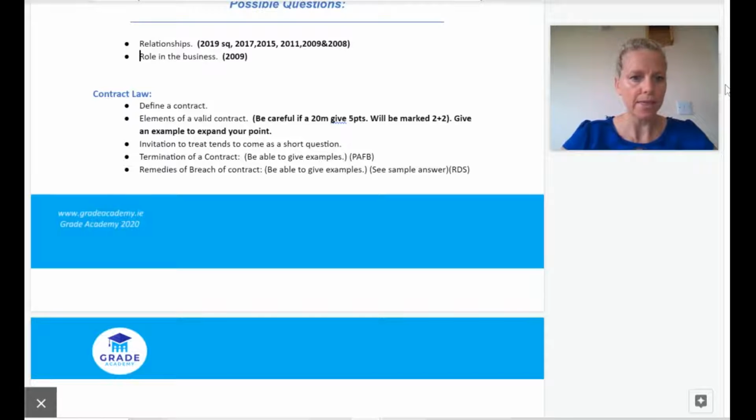All right. Next one then we have here is termination of a contract. Make sure you can give examples. Examples help you expand your point, and you may also be asked to illustrate that. So what I have given here is, you can see I've given the initials of the subheading, PAFB. So how is a termination of a contract? So that might help you learn it.